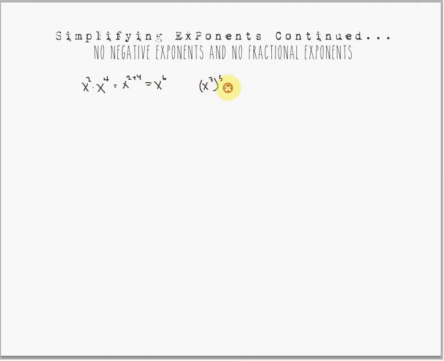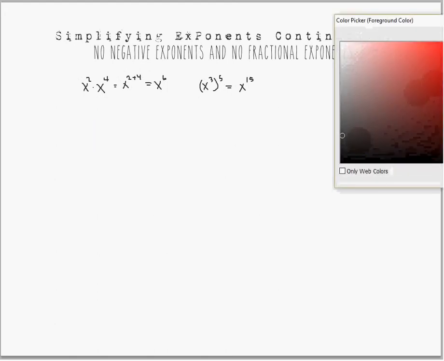Then you have a situation where you have maybe x to the third raised to the fifth power. And in this situation, when the powers are stacked like that, then you multiply them. And so now you would get x to the 15th. Okay, and we got into a lot harder problems than that, but that's just the basic gist of what you started with. So now let's talk about some other situations here.